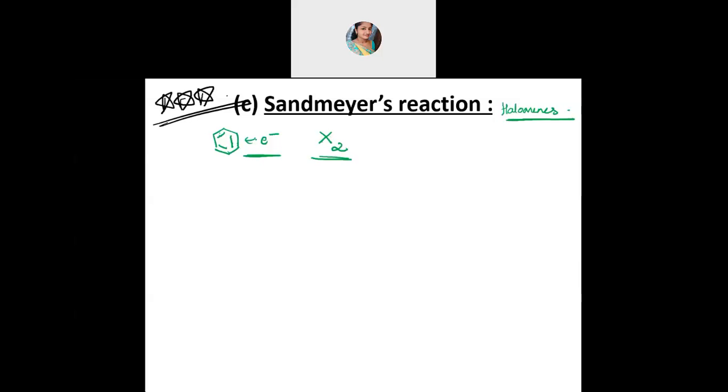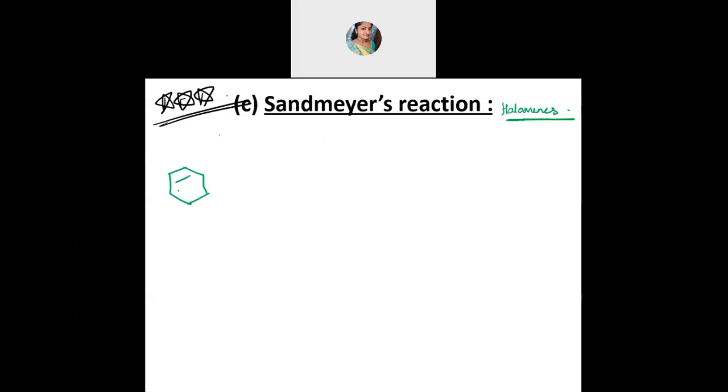So what Sandmeyer found as a method is to prepare some compound which will make the benzene a little weaker, so that addition of any compound becomes easier. So here Sandmeyer has found a route. It's a different route through which you can do the addition of halogen easily. Now we will understand what exact reactant he has taken and how the reaction proceeds.